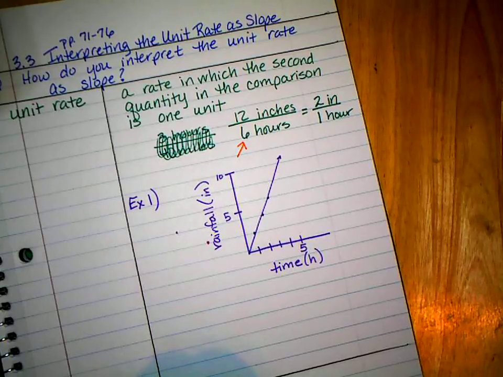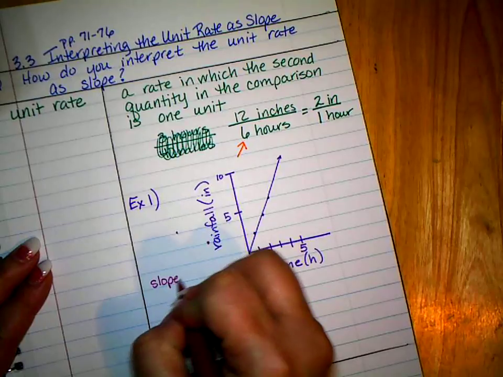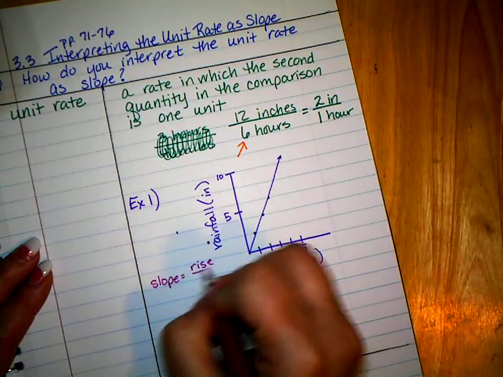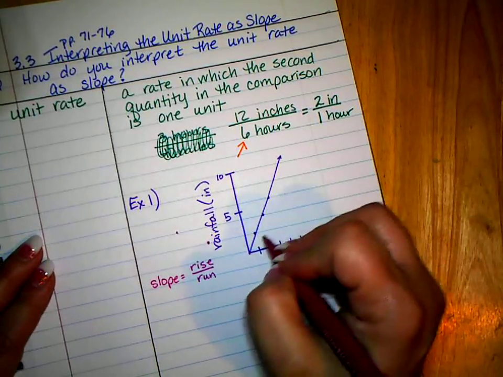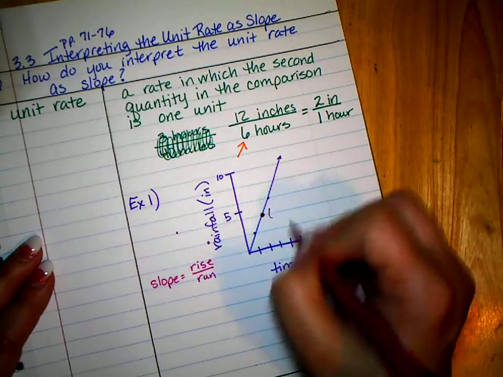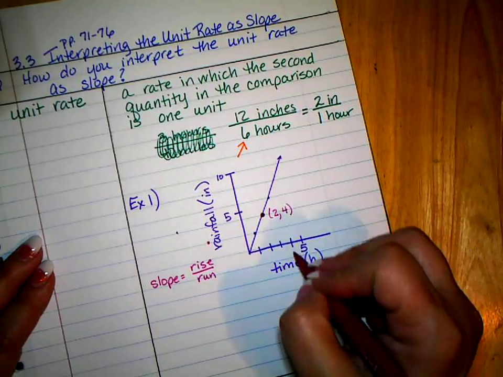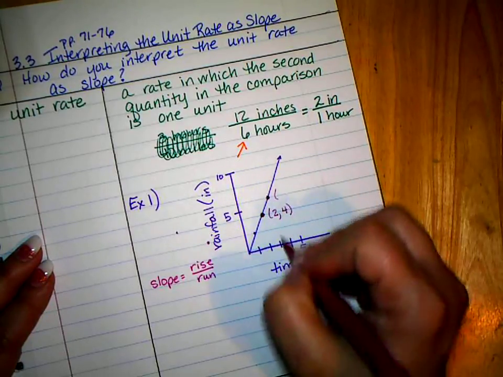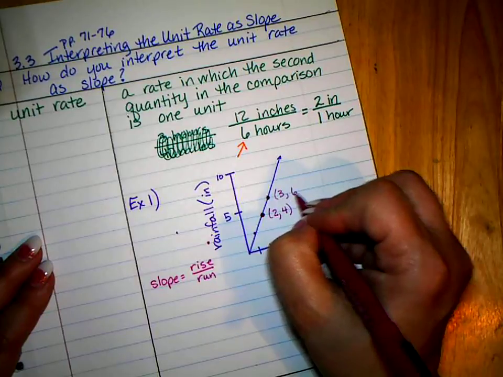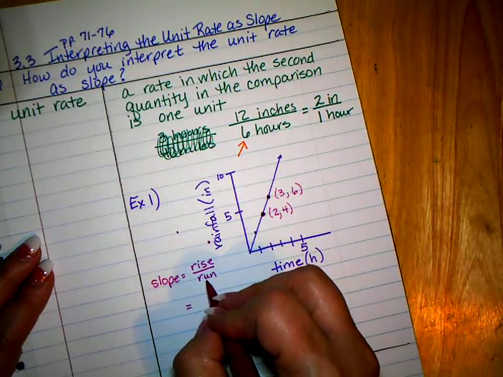And what we can do with a graph like this in order to find our unit rate is we need to work on our slope. We need to work on our rise over our run. What I can do here is take this point right here, which is 2 hours, 4 inches of rain, and then I have another point right here that would be 3 hours, 6 inches of rain, and I can figure my rise over my run.